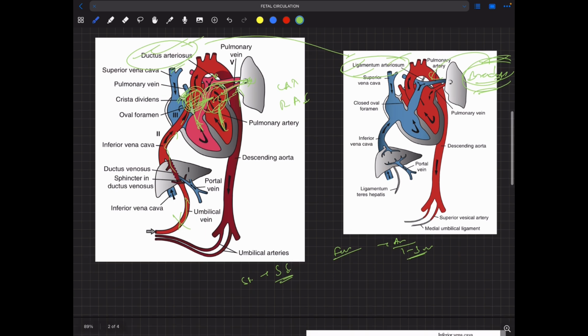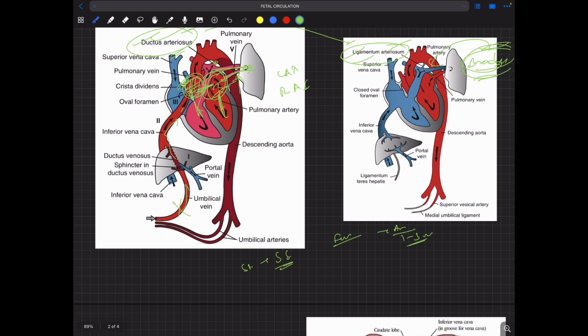So if the ductus arteriosus is not closed, it is patent. This condition is called patent ductus arteriosus, or PDA. So now what happens?